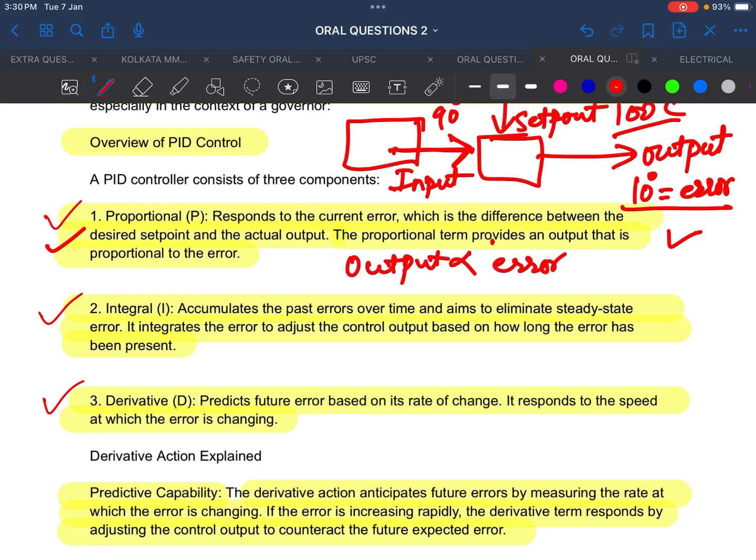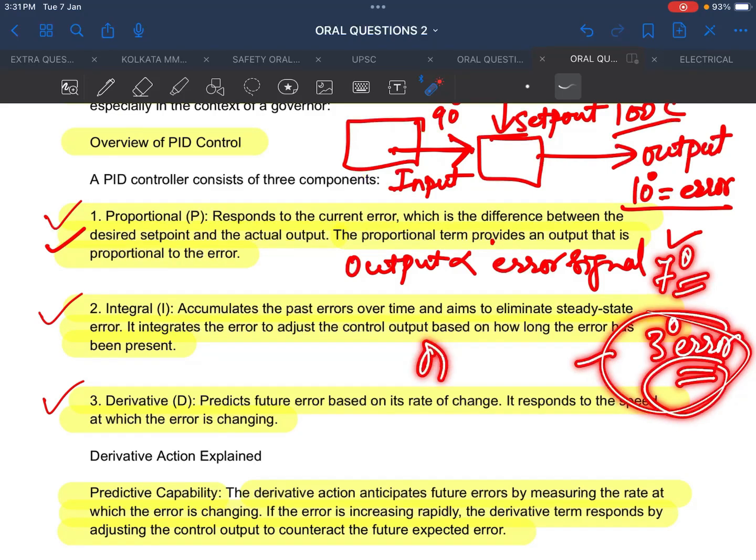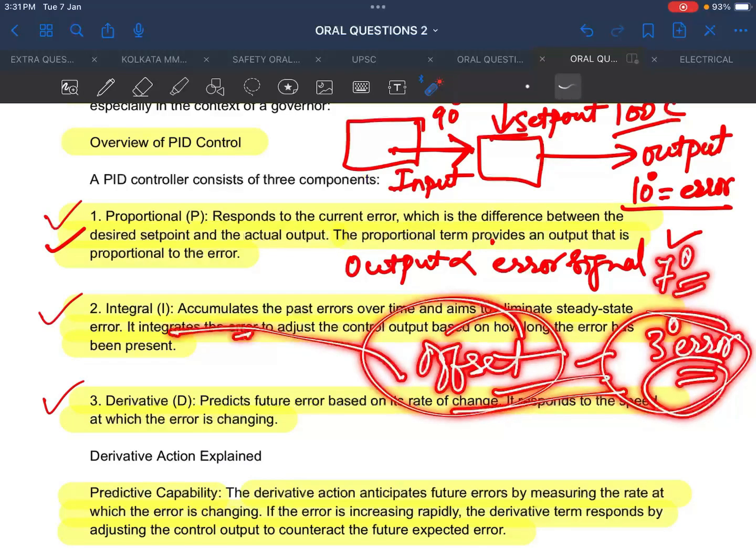to the error signal. But what will happen is this proportional controller is unable to remove the error completely. There will be some offset. It means they will remove some, but let's suppose they remove only 7 degrees Celsius, and 3 degrees of error is still there. So this 3 degree error is the offset, and this offset will be removed by the integral controller.